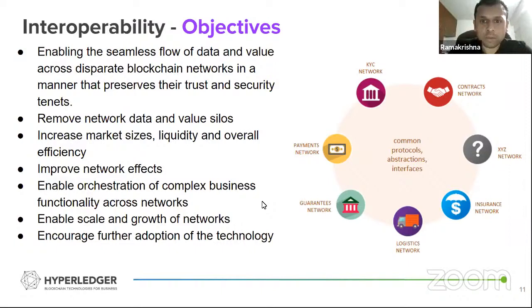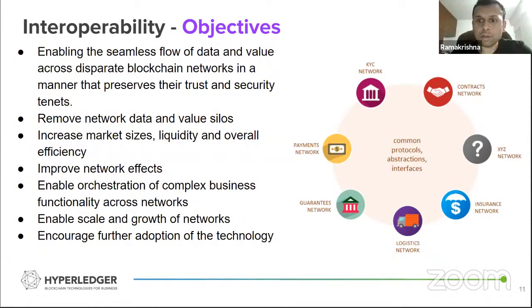Thanks, Peter. Just to emphasize the point Peter made a couple of slides ago, if you look at the figure on the right, we have several different enterprise blockchain or DLT networks available today, and they all solve different purposes.